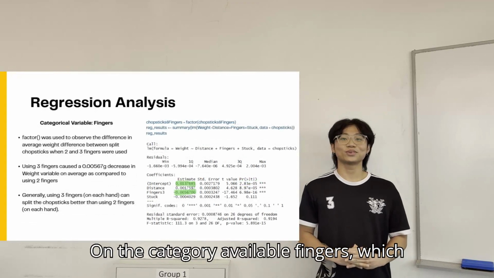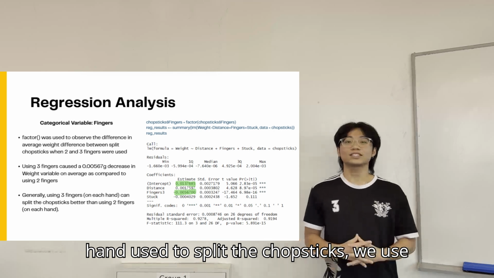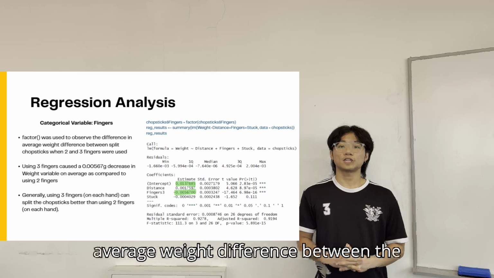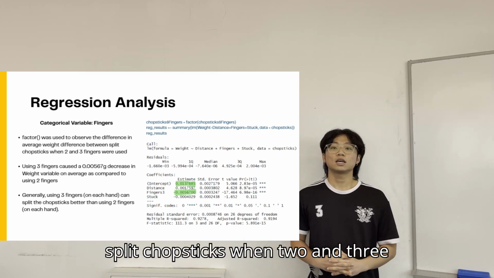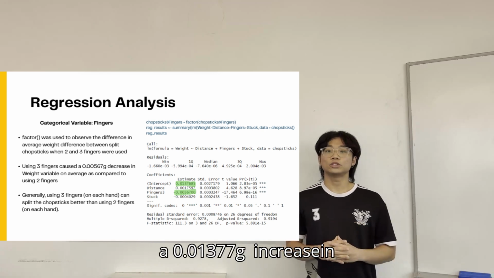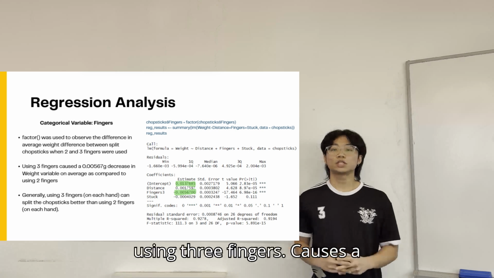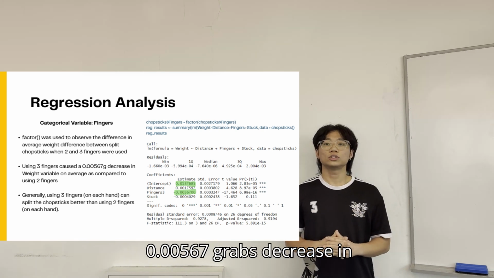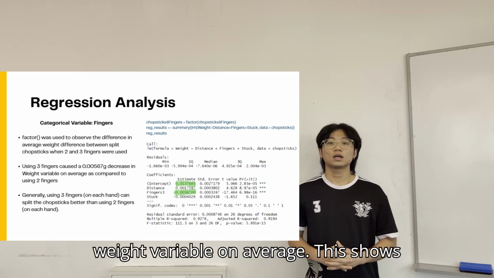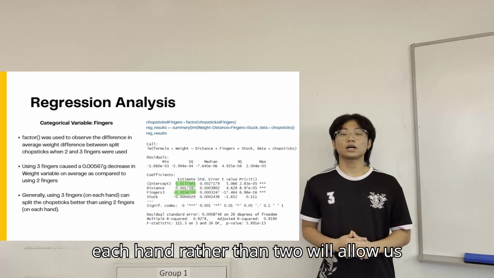For the categorical variable fingers, which counts the number of fingers on each hand used to split the chopsticks, we used the factor function in RStudio, which was used to observe the difference in average weight difference between the split chopsticks when 2 and 3 fingers were used. Using 2 fingers causes a 0.01377 grams increase in the weight variable on average, while using 3 fingers causes a 0.00567 grams decrease in the weight variable on average. This shows that generally, using 3 fingers on each hand rather than 2 will allow us to split the chopsticks more equally.